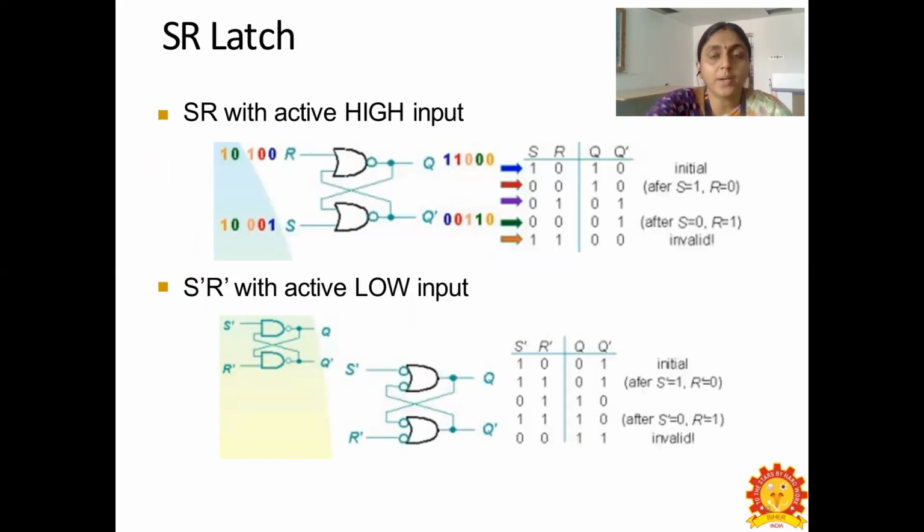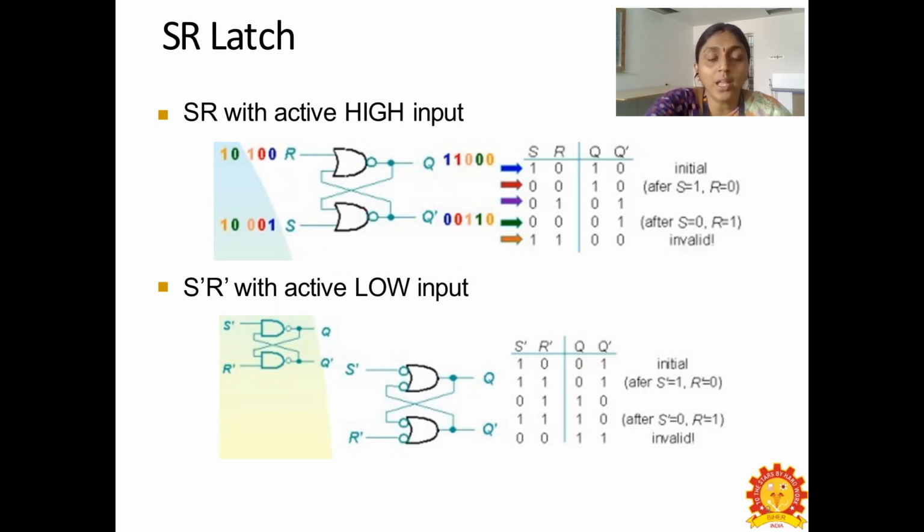And here is the diagrammatic circuit representation of the SR latch with active high input. In the first example, we can see the NOR gate implemented with S and R input values. When S is 1 and R is 0, we get the Q value as 1, and Q dash, the complement of Q, is 0. And then when S is 0 and R is 0, we keep the Q value as 1 and Q dash as 0.